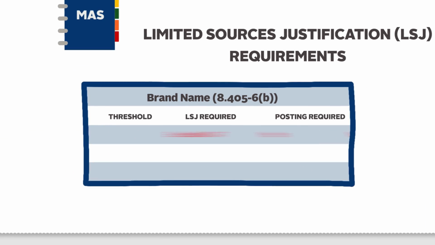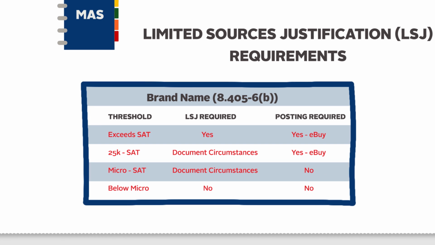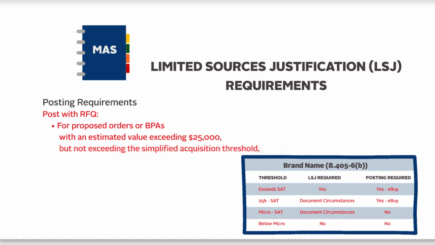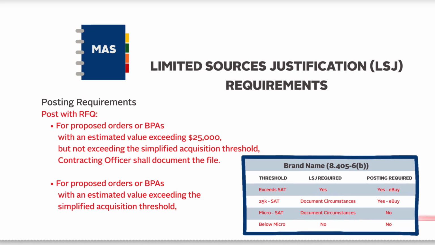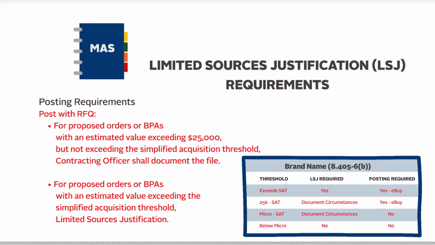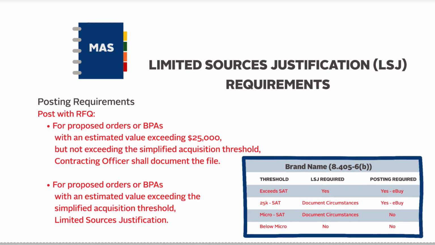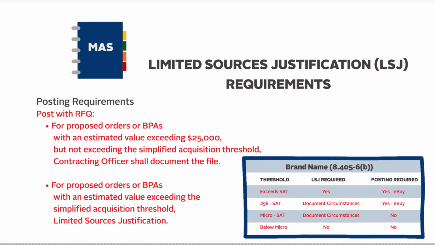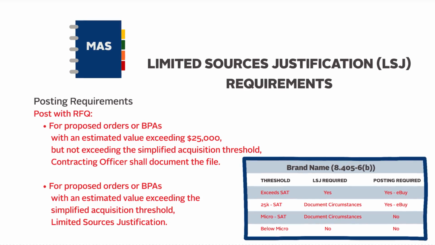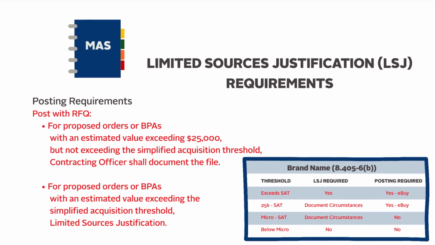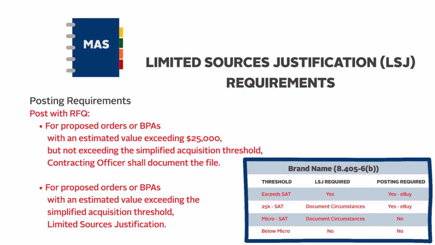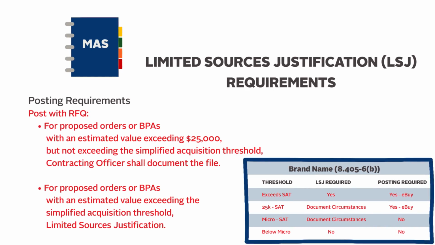Here are the LSJ requirements for an order limited to a brand name. Brand name only buys do not need to be posted to FBO. They are competed among schedule holders, so the justification is posted with the RFQ. Therefore, it does not need to be posted again on FBO after the award. Note, if your requirement includes a brand name or equal product, it does not require an LSJ, but it does require you to list the salient characteristics of the brand name item.